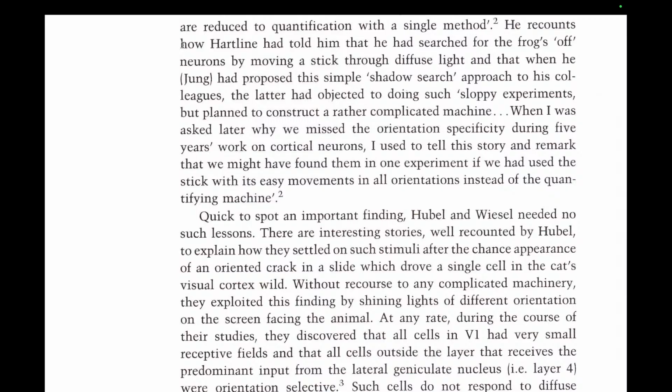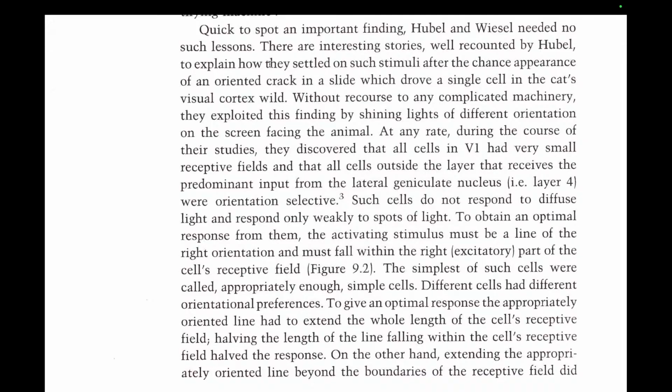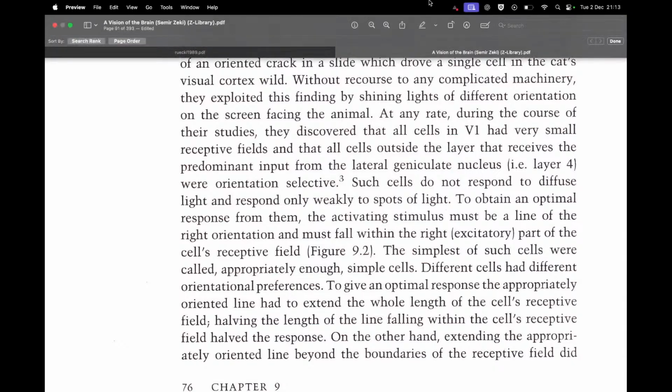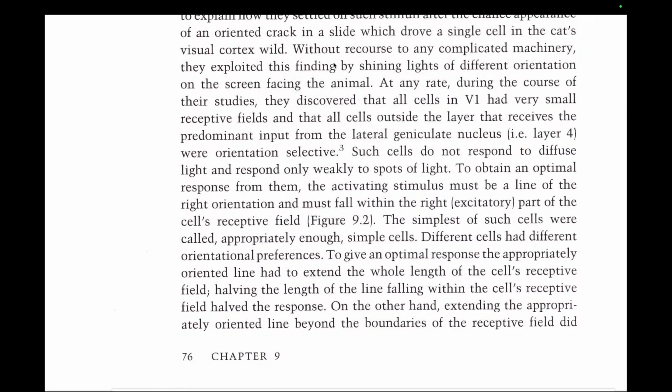He recounts how Hartline had told him they had searched for the frog's off neurons by moving a stick through a diffuse light, and that when Jung proposed stimuli after chance, running into a crack in the slide which drove a single cell in the cat's visual cortex. Without recourse to any complicated machinery, they exploited this finding by shining lights of different orientation on the screen facing the animal.